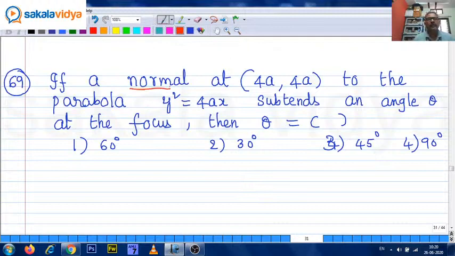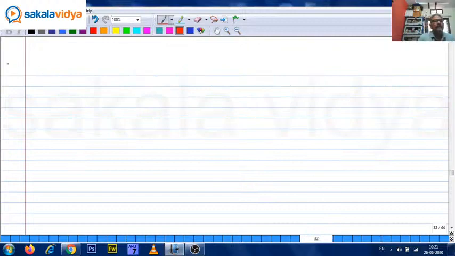If a normal drawn at (4a, 4a), which is also called the foot of the normal, to the parabola y square is equal to 4ax subtends an angle theta at the focus, then the value of theta we need to find out. 69th solution.